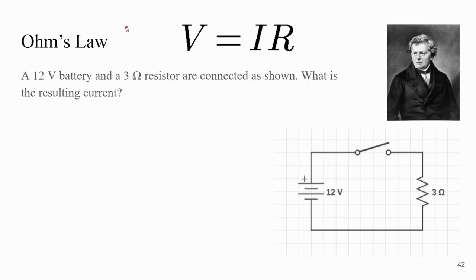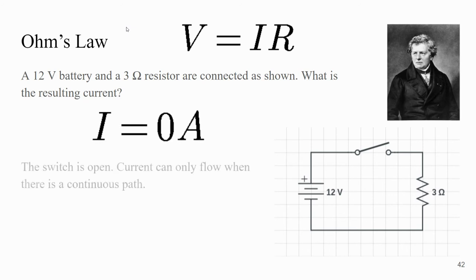So here, look at this circuit. We have a 12-volt battery and a 3 ohm resistor connected as shown. What is the resulting current? Trick question. The resulting current is 0. And the reason the resulting current is 0 is that the switch is open.